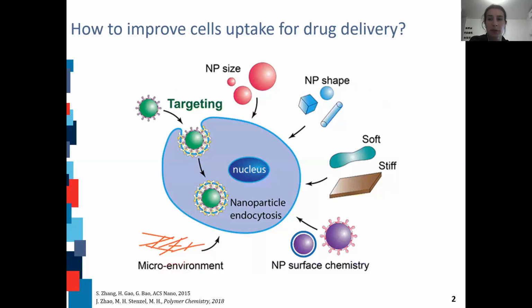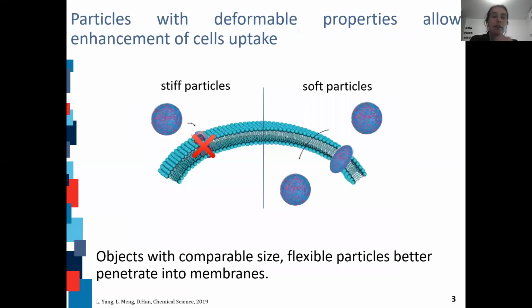So during this presentation, we will especially focus on the mechanical properties that we try to design. But in my PhD, I integrate all these factors. So how do the mechanical properties influence the cell uptake? Actually, if you take a soft particle, this soft particle will be able to deform, to pass through the membrane, compared to a stiff particle of the same size.